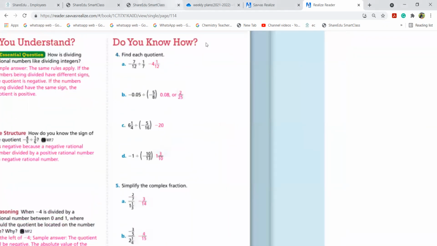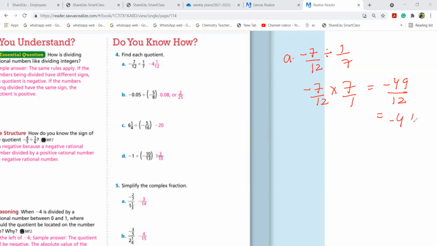Now, girls, I don't have to explain to you. I've explained enough. You have solved enough. So I'll quickly do all the questions. Please write along with me. Now, A: minus 7 over 12 divided by 1 over 7. I'm just flipping it. So it is minus 49 over 12. If I solve it, I get minus 4 and 1 over 12.